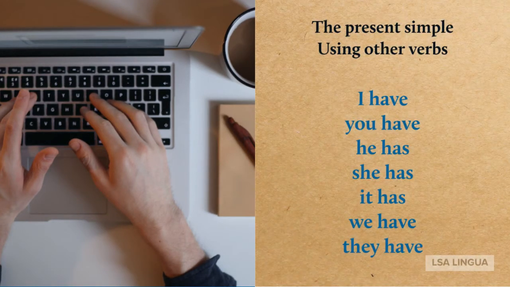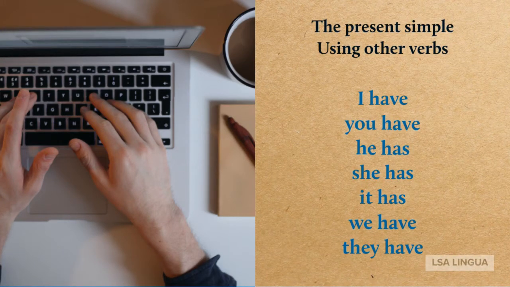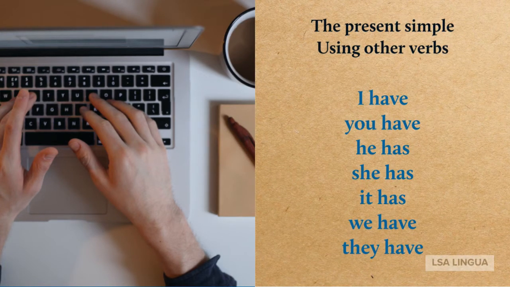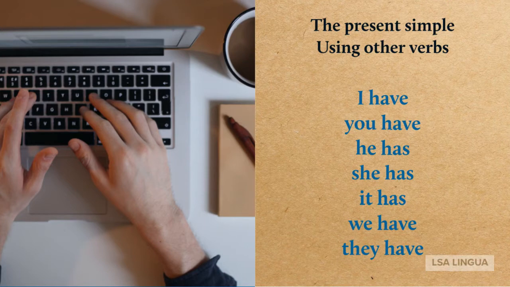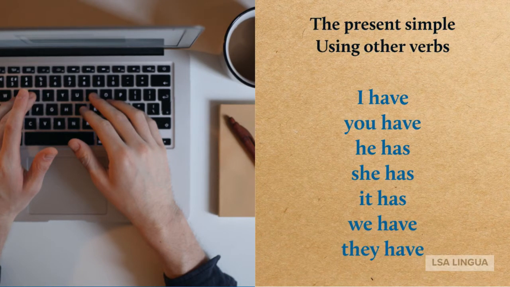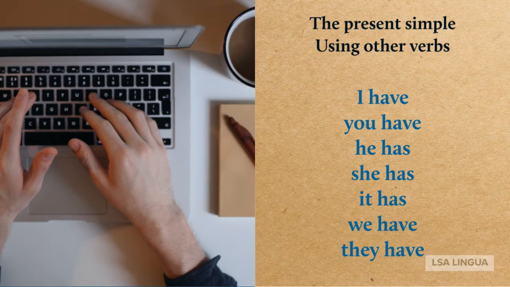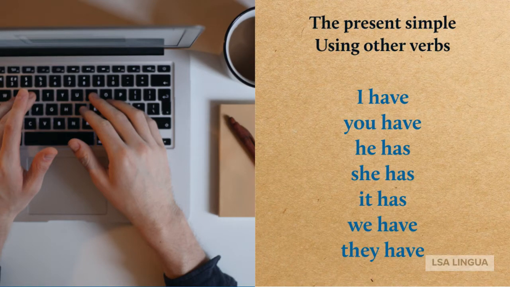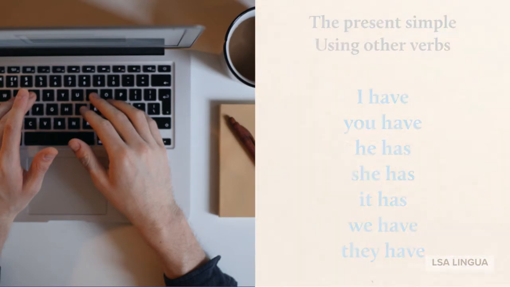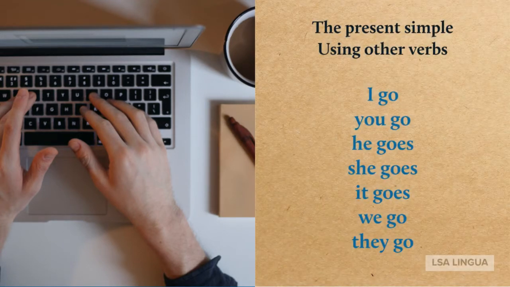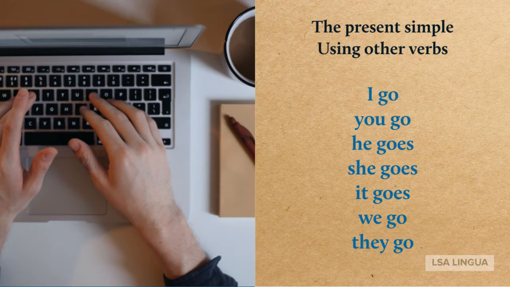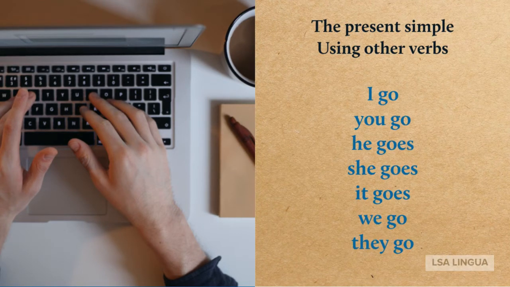Another verb, auxiliary have. I have, you have, he has, she has, it has, we have, they have. What do you notice when you look at the he, she, and it pronouns? Verb go. I go, you go, he goes, she goes, it goes, we go, and they go.